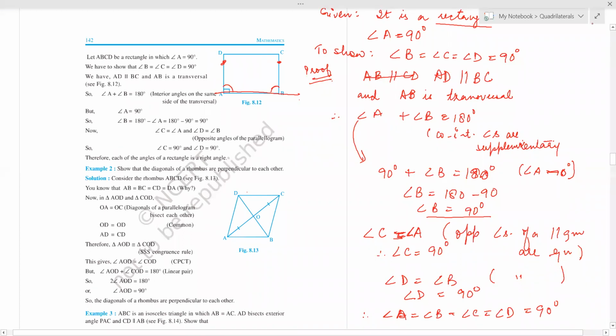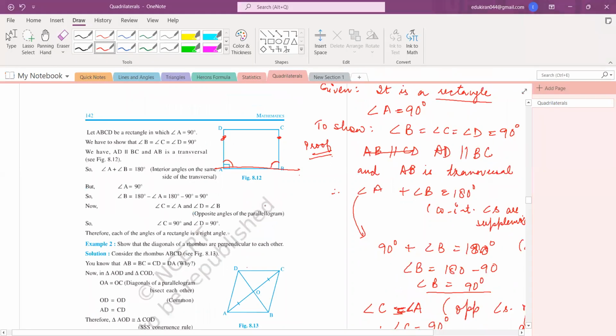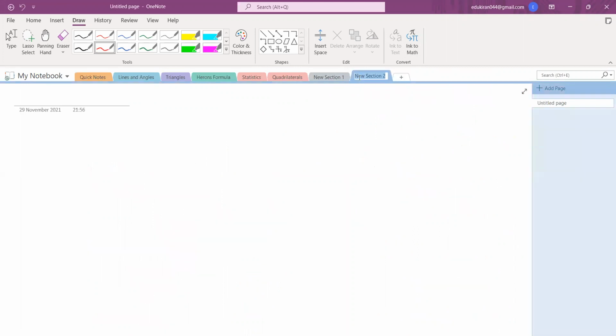So have you written both of you? Yes, ma'am. Okay. Let's do example number 2. I am using a separate page for it. It says: show that the diagonals of a rhombus are perpendicular to each other. There's no space, so I'm just using this.